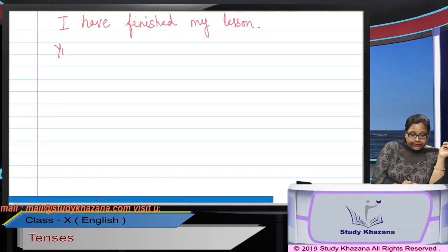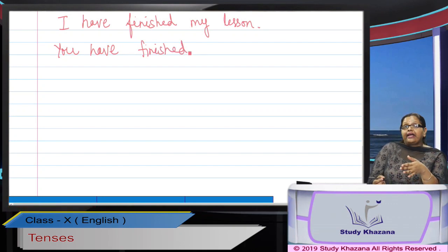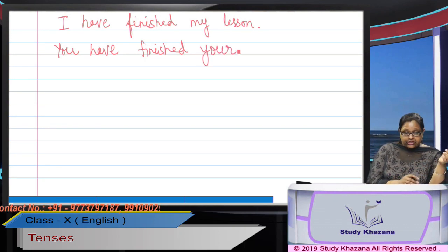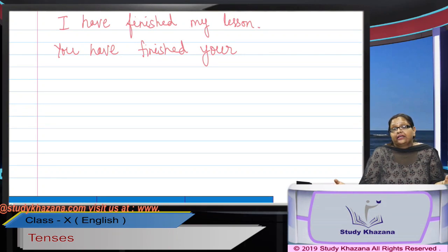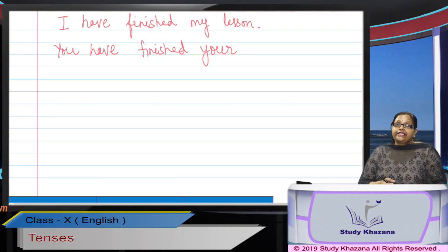And same with if I am using you, for you also it will be the same. You have finished. Now here my will change into your. This is something I know all of you are sure about. Like if we are changing the subject, the adjective possessive should also change. You cannot say you have finished my lesson. Grammatically it might sound correct, but it is not correct. Okay, so when the subject is you, you are supposed to change the adjective also.